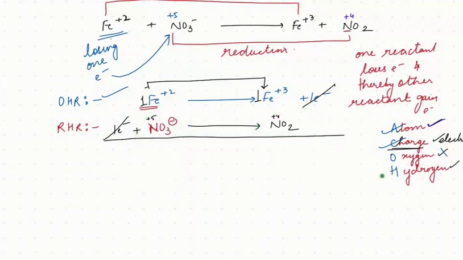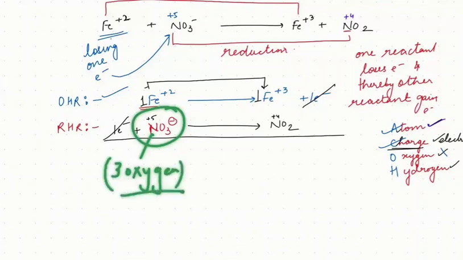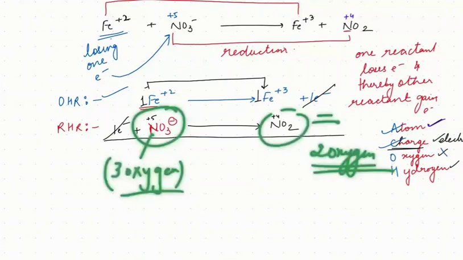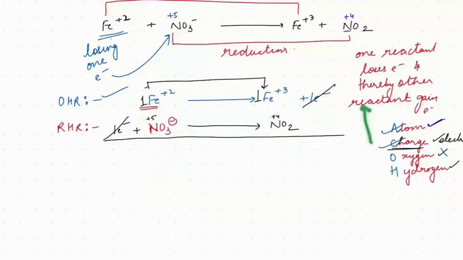On the reactant side, we have 3 oxygen, and on the product side, we have 2 oxygen. So which side has less oxygen? The product side. So I have to increase the oxygens on that side. What am I going to do? I'm going to add water. Why? Because one water molecule has 1 oxygen.